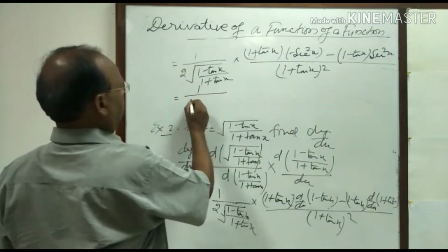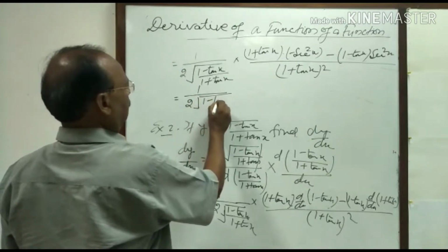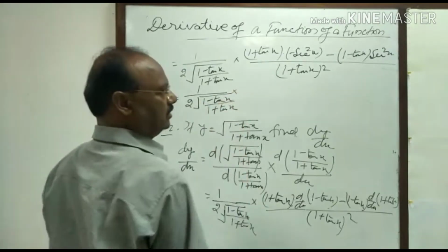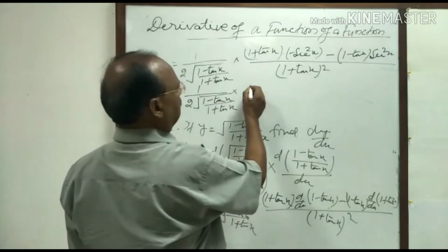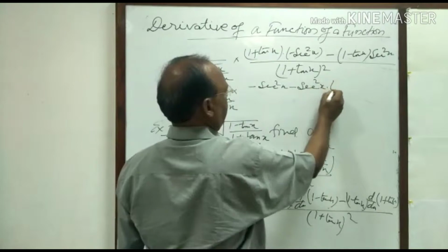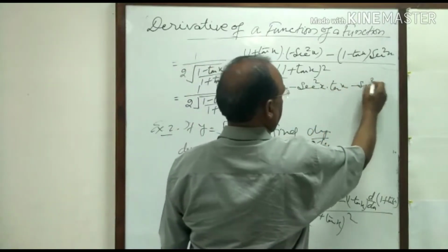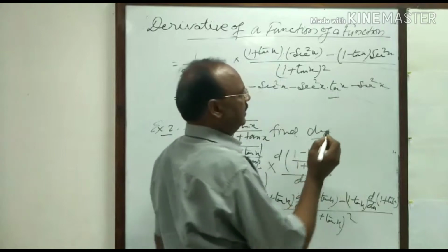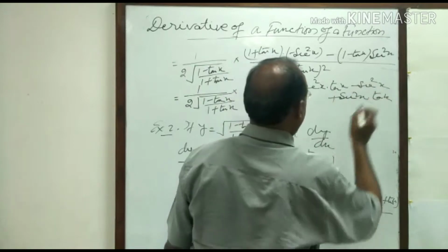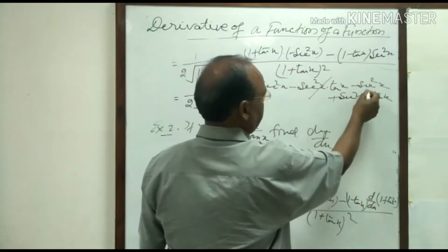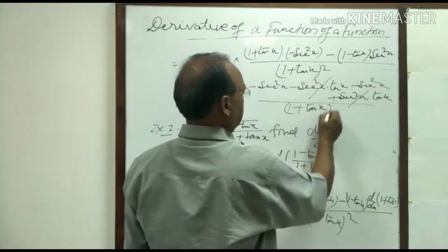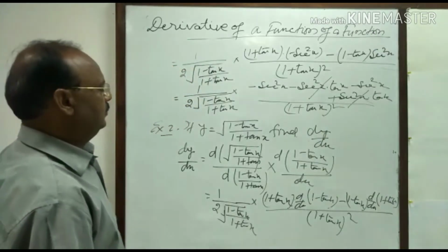and this is equal to 1 by 2 root over (1 minus tan x) upon (1 plus tan x) here into, this is minus sec square x minus sec square x into tan x, minus sec square x plus sec square x into tan x. This minus sec square x tan x plus sec square x tan x will be cancelled out. (1 plus tan x) whole square. Now next step.